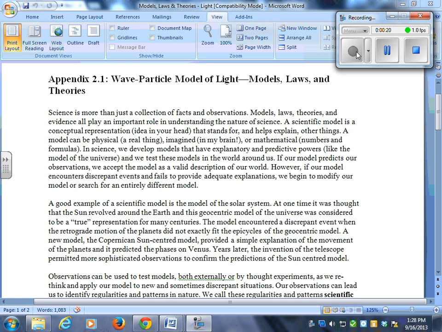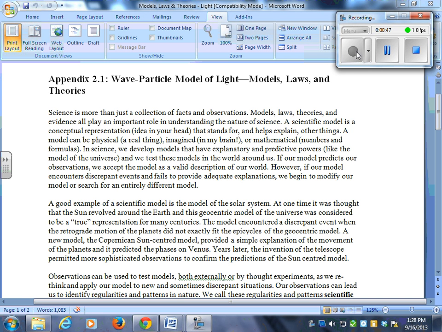Okay, so wave particle model of light, models, laws, and theories. So again, we're talking about models, laws, theories. Science is more than just a collection of facts and observations. Models, laws, theories, and evidence all play an important role in understanding the nature of science. And as I've maybe alluded to in the last few days, last week, the more citizens of the world that have a better understanding of science, probably the better off we're all going to be.